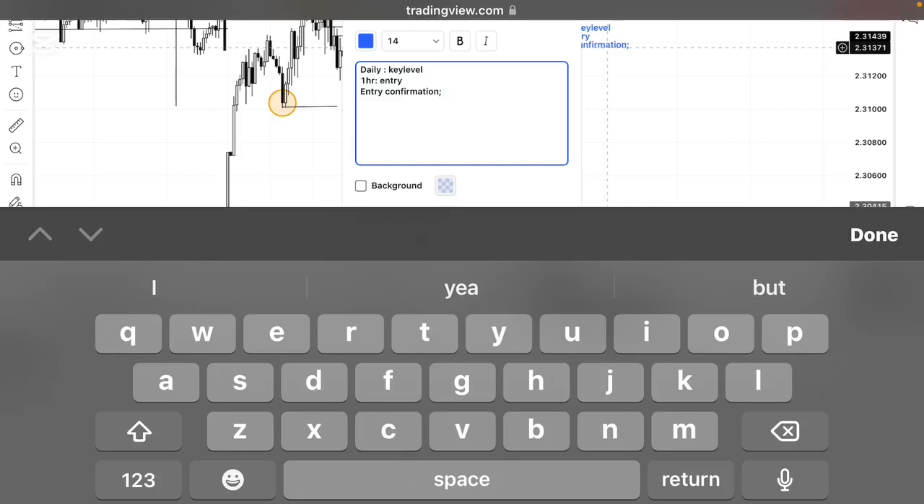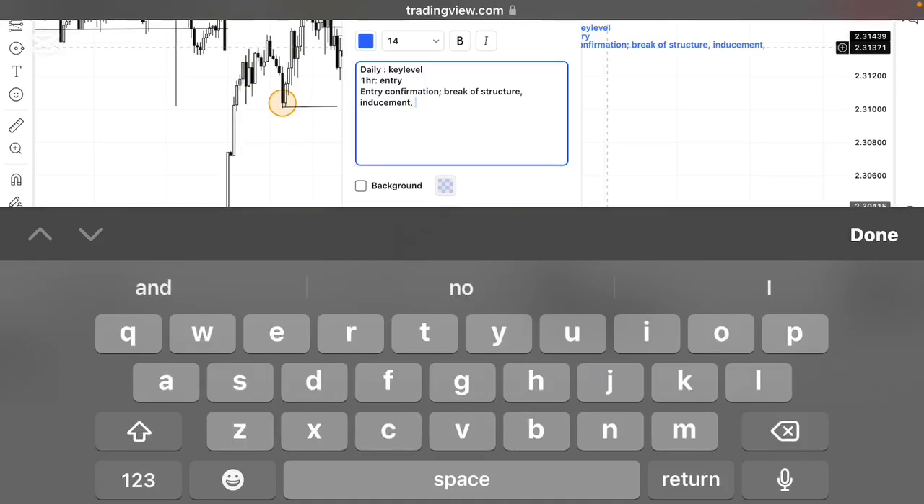So now your entry confirmation, always make sure that you see a break in market structure. You can call it change of character, change in market structure, any way you want to call it. I call it break of structure. Break of structure, that's number one. You must spot your break of structure, followed by your inducement.